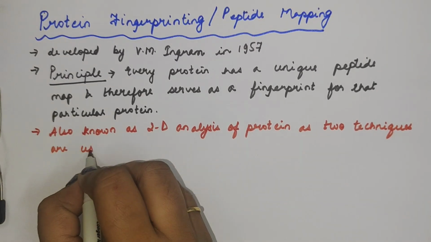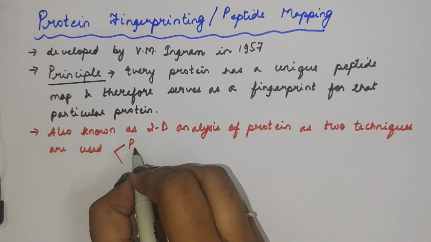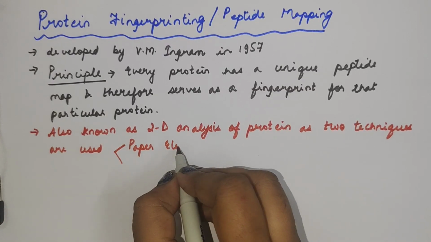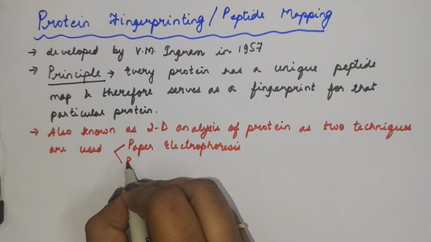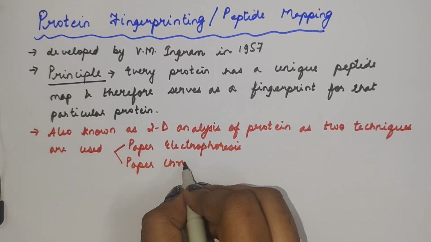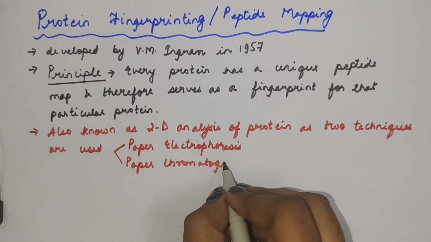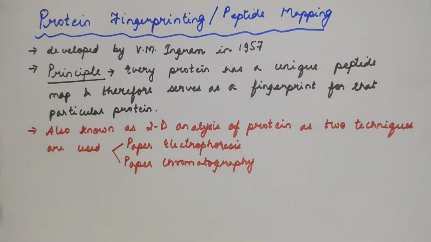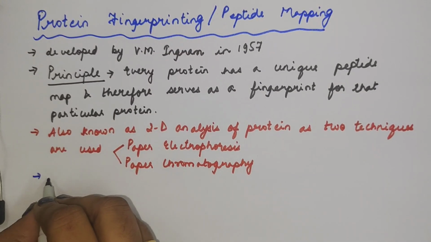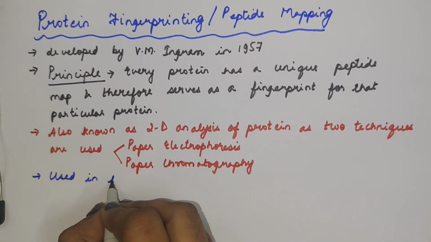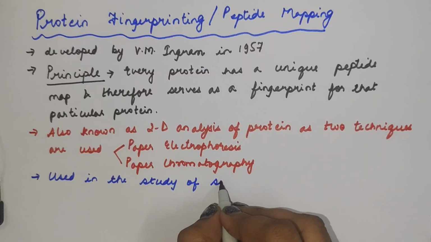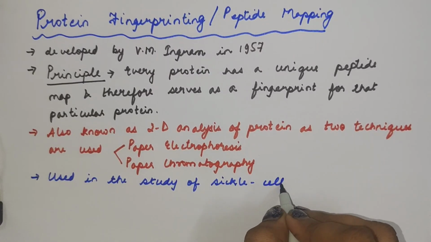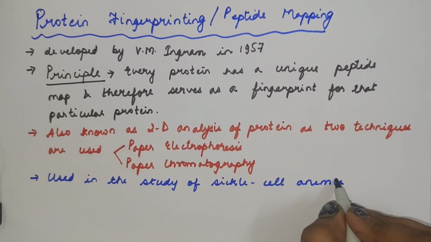This technique is also known as 2D analysis of protein. Here 2D means two-dimensional analysis of protein. Why? Because two techniques are applied here. The first is paper electrophoresis and the second is paper chromatography. In the two-dimensional analysis, one technique is applied first and then that technique is applied at a 90-degree angle to the second one. This technique is mostly used in the study of sickle cell anemia.